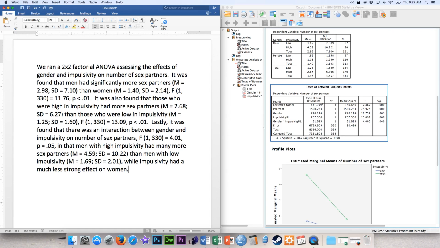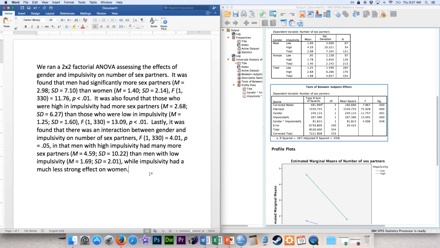And one last thing we need to do is make sure to italicize any statistical acronyms, meaning any single or double letters that stand for a statistic. So here it's going to be all the M's, SD's, F's, and p's. So there's most of our results.